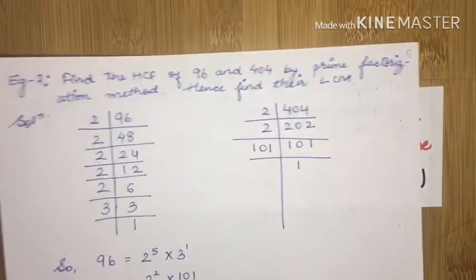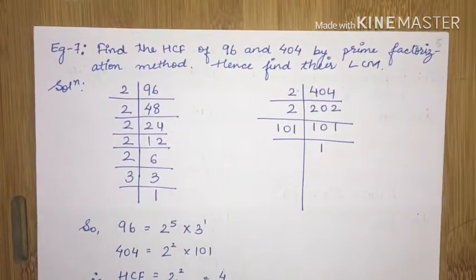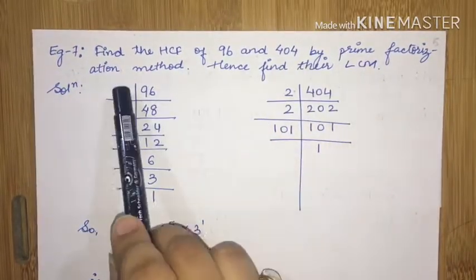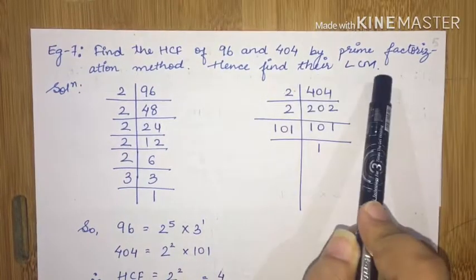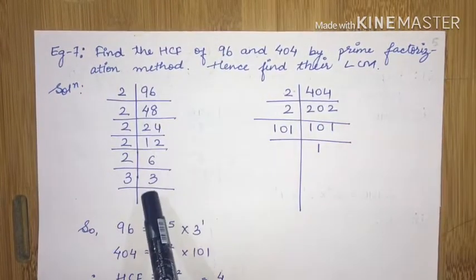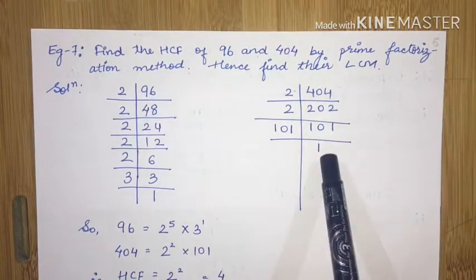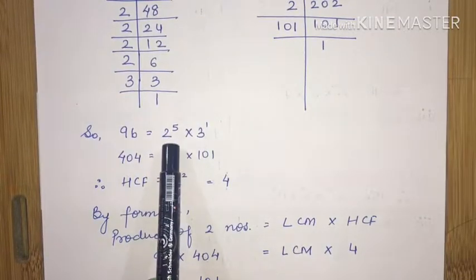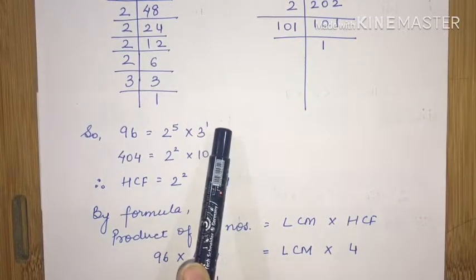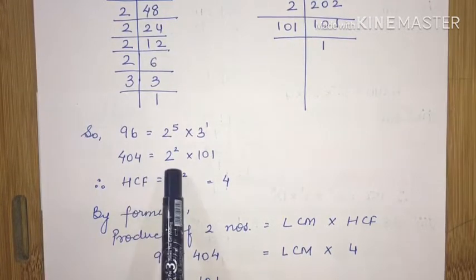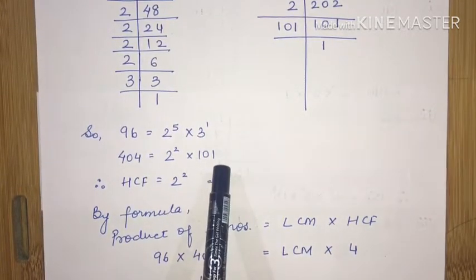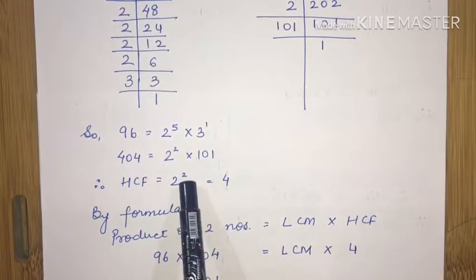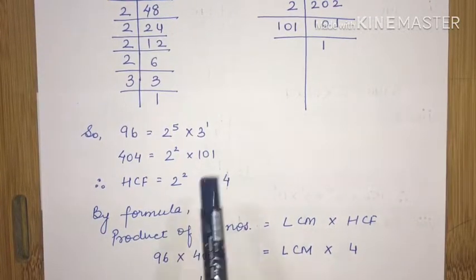Let's move on to example 7, which says: find the HCF of 96 and 404 by the prime factorization method, hence find their LCM. We'll find the prime factors of 96 and 404 as I have found over here. The prime factorization of 96 is 2 raised to the power 5 into 3 raised to the power 1, and 404 is 2 raised to the power 2 into 101. So HCF by the prime factorization method is 2 raised to the power 2. In the question it was asked to find LCM.